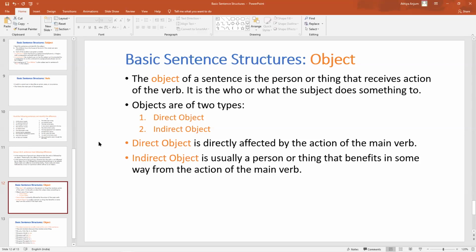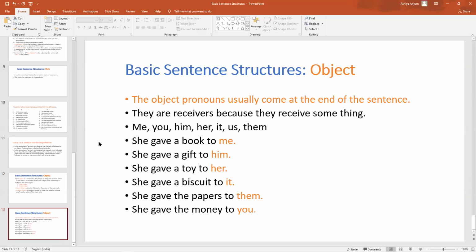Like, I gave him a prize. So what did you give? You gave a prize. That becomes your direct object. To whom did you give it? To him. That becomes your indirect object. So, you have the direct and the indirect object.